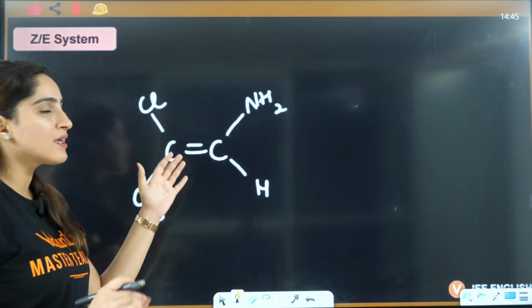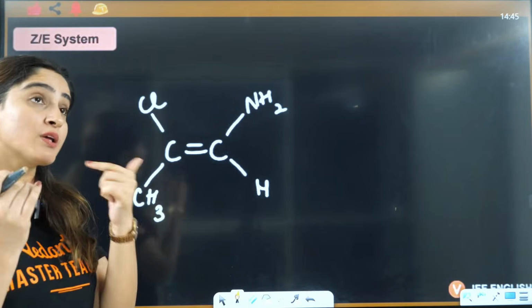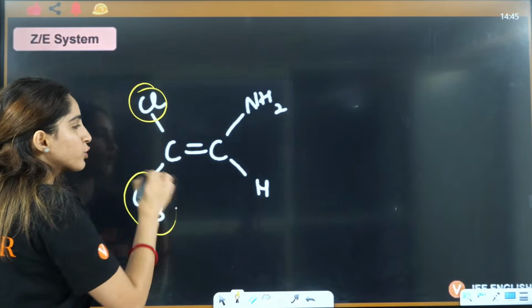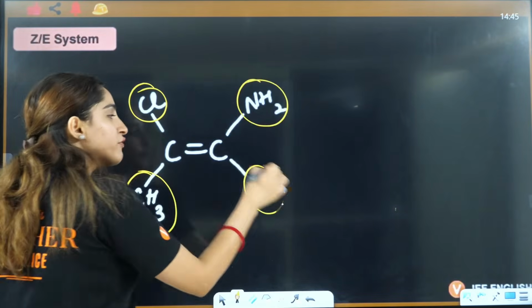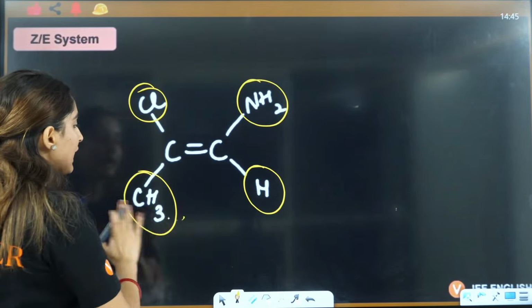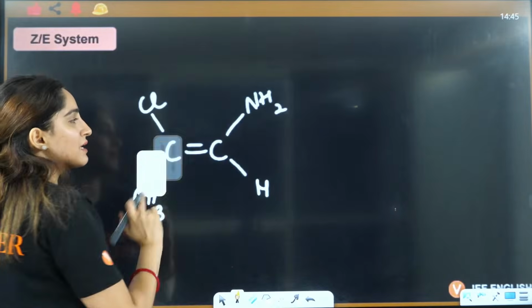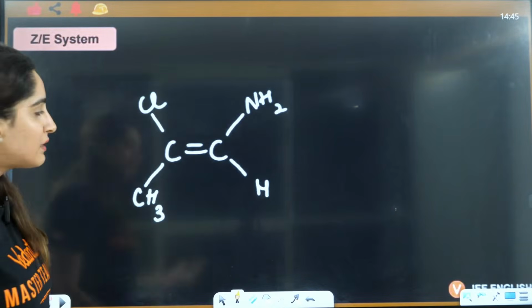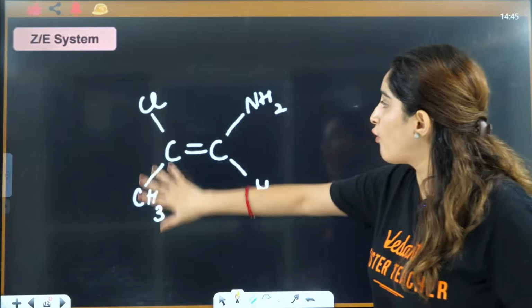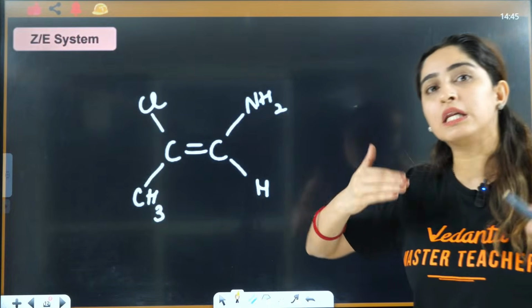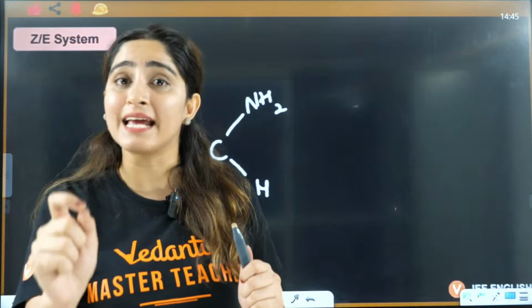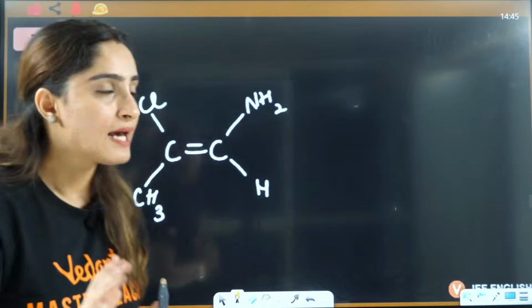So in this case, see, you can't define. If someone asks you, okay, is this GI? Yes, on same carbon you have different groups. So this is definitely GI, right? But if I ask you, is this cis or trans? Then you can't define whether it's cis and trans. Why? Because all the 4 groups are different here. So there is a new thing that we will define here, that is EZ geometrical isomers, right?